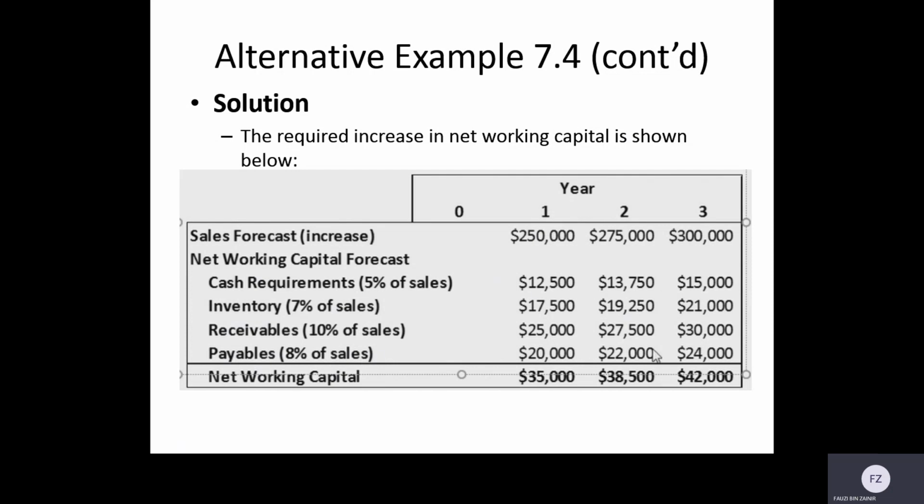Once we have all the figures here, we know that net working capital is the current assets minus the current liabilities. So you add the cash requirement plus inventory plus receivables, and you minus your payables. If you add all these three and minus the 20,000 here, you get 35,000. So your net working capital is 35,000, 38,500, and 42,000.